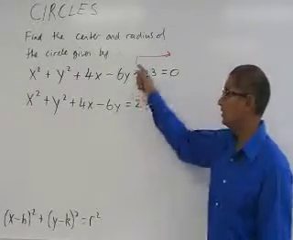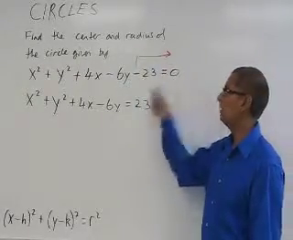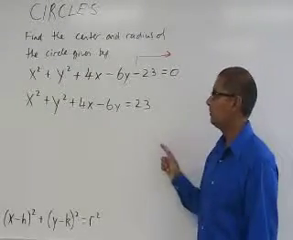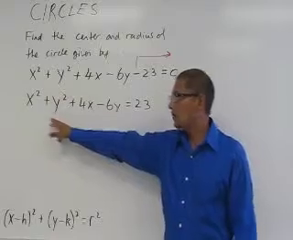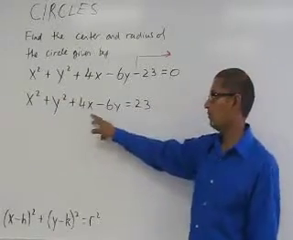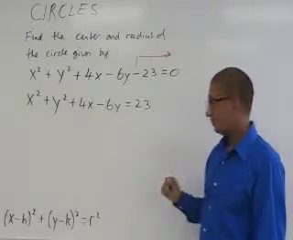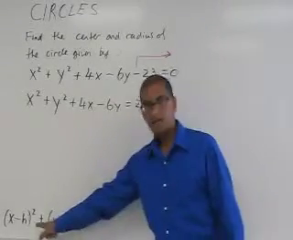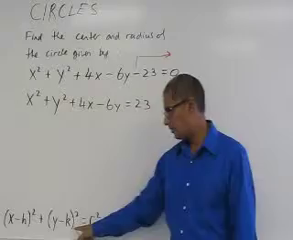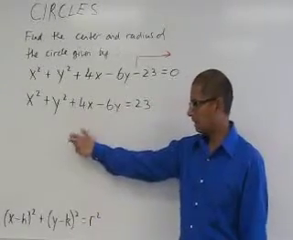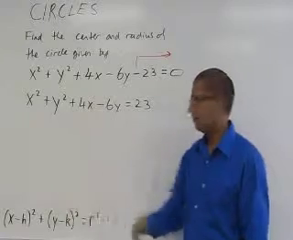So the first thing I've indicated here is to move the 23 over to the other side. Move that constant over. So we add 23 to both sides. We end up with x squared plus y squared plus 4x minus 6y equals 23. And remember, the equation of a circle is given by (x minus h) squared plus (y minus k) squared equals r squared. So I want to create that on my left side. I want to make it look like this.